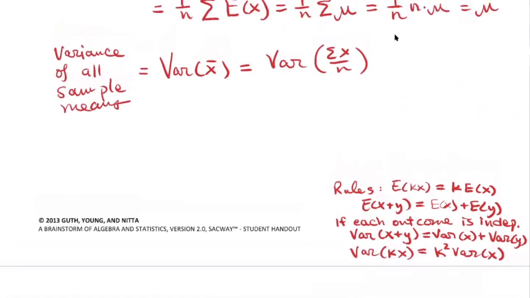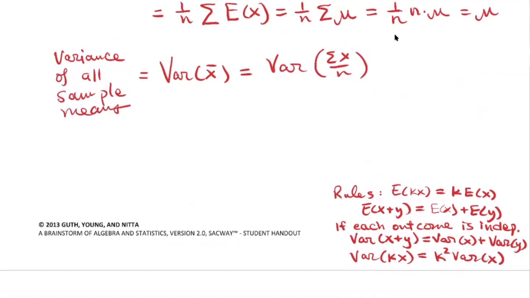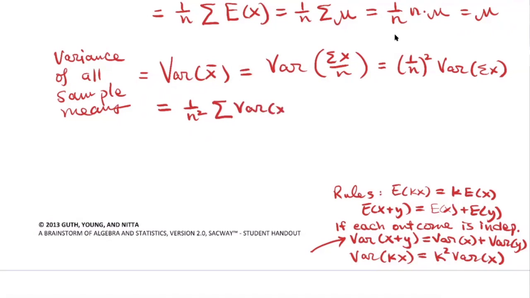Okay, so that sum of x over n, I'm thinking of 1 over n as my k. But if I bring it out, it becomes 1 over n squared. Okay, and then you have the variance of the sum of each outcome. And the variance of a sum is the sum of the variances. That's the second to last rule here. That's if the rolls are independent of each other. So variance of the sum is the sum of the variances. I have 1 over n squared times the sum of the variances, which is var of x.